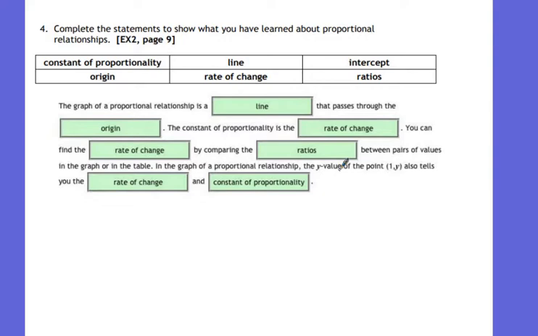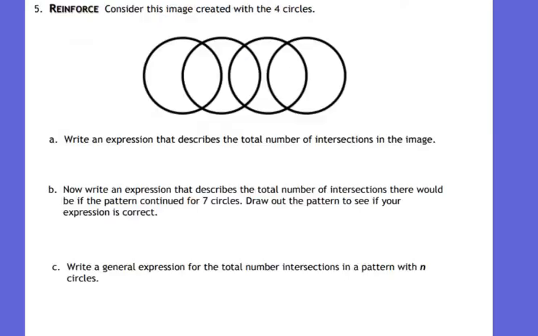Alright, I'm going to go ahead and do problems 5 and 6 with you, so you won't have these for homework, because they're a little challenging, make you think outside the box a little bit. So let's go to problem 5. It says, consider the image created with the 4 circles. Wants us to write an expression that describes the total number of intersections in the image. So intersections is where a circle runs into another circle.